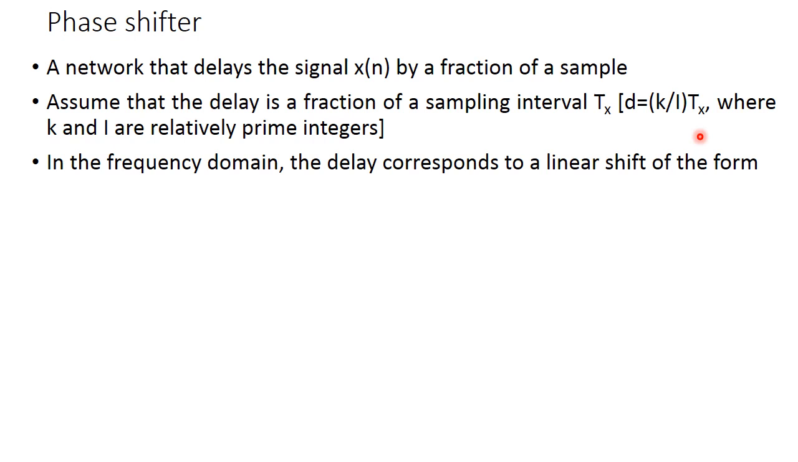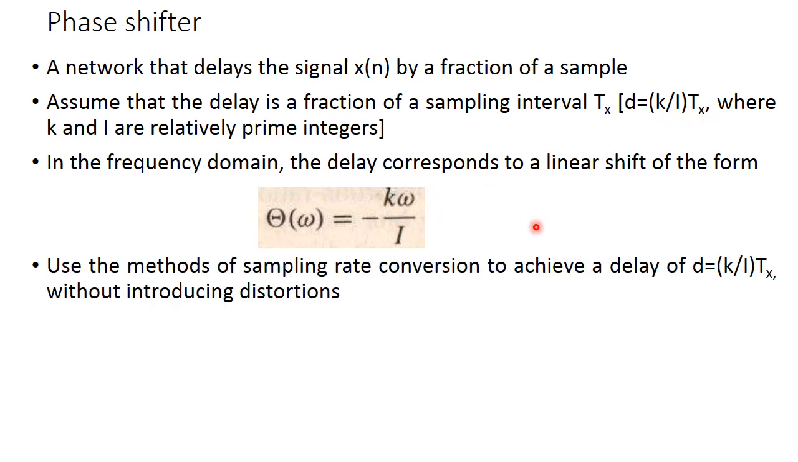So in the frequency domain, whenever we have a delay, that is when we right shift the signal, the phase difference is negative. So theta of omega is minus K by I into omega. We can use the methods of sampling rate conversion to achieve the delay of D equal to K by I into Tx. This will not introduce any distortions.